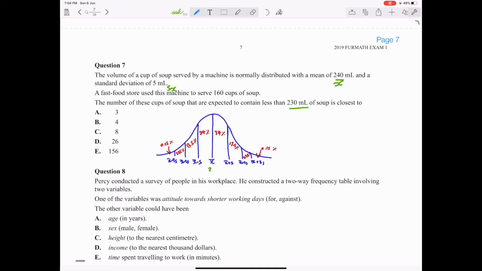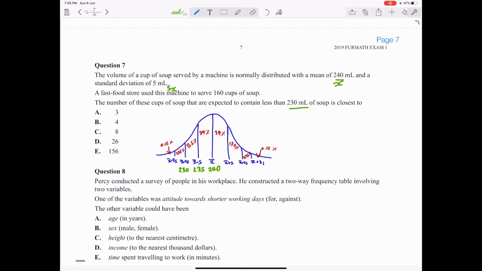So we'll put 240 milliliters under the mean. We have to find how many cups of soup are expected to contain less than 230 milliliters. So we know that one standard deviation below the mean is 235 milliliters, because we're doing 240 minus 5, the standard deviation, to get 235. If we want two standard deviations below the mean, it'll be 230. We just did 235 minus another 5 gives us 230. So we have found that two standard deviations below the mean is 230 milliliters.